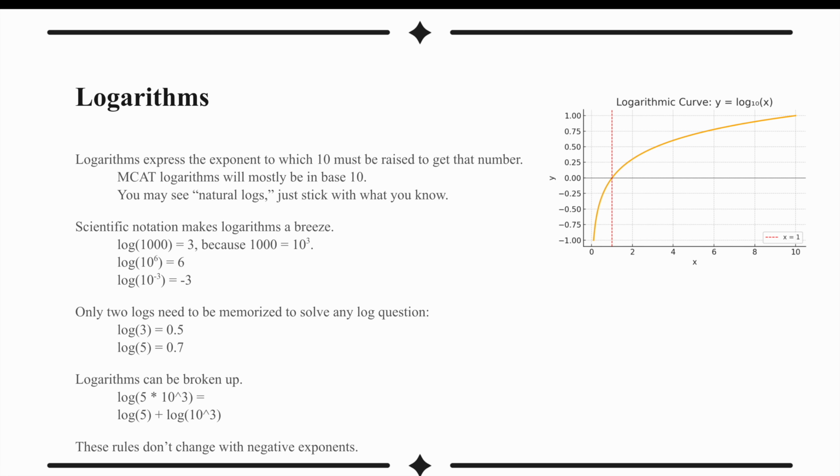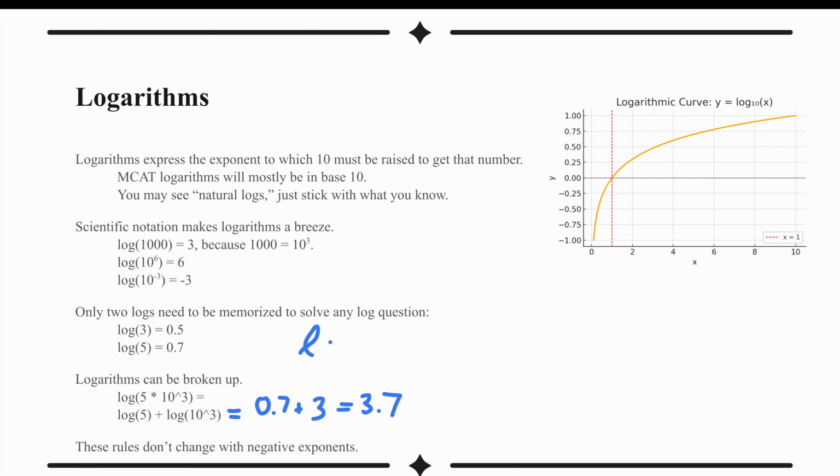This works because logarithms can be broken up. If you are asked to find the logarithm of 5 times 10 to the third, you can break that up into the log of 5 plus the log of 10 to the third. So we already know that the logarithm of 10 to the third is 3. The log of 5, checking the logs that we need to memorize, is 0.7. So if we add these two together, we know that the logarithm of 5,000 is just 3.7.